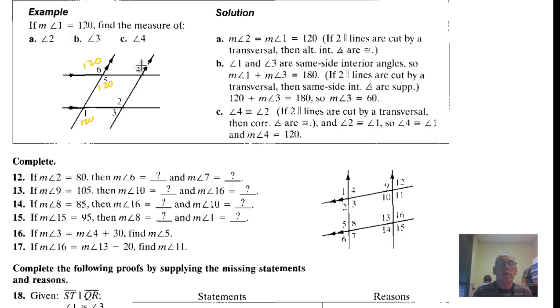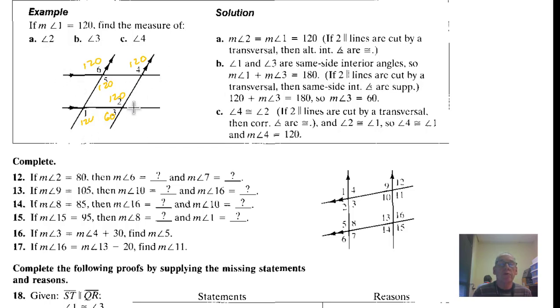By corresponding, angle 6 and angle 4 are congruent, so angle 4 is going to have a measure of 120. And then by corresponding positions, angle 4 and angle 2 are congruent, so angle 2 is going to have a measure of 120. And then angle 2 and angle 3 are a linear pair, which means they have to add to 180, and 180 take away 120 leaves 60, so angle 3 is going to be 60. So we kind of solve the diagram, and let's use that to answer the question.